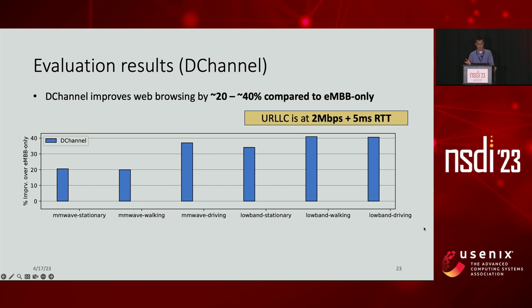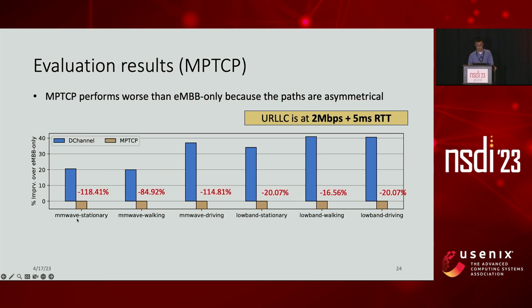Okay, so this is a figure that shows page load time improvement compared to delivering the traffic only to eMBB, which is how web browsing traffic is currently delivered. The x-axis shows the different traces used, and the y-axis shows the percentage improvement. Overall, DChannel improved web browsing by 20 to 40% compared to eMBB only.